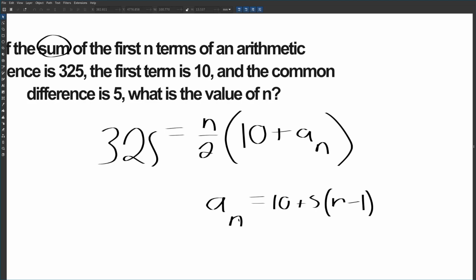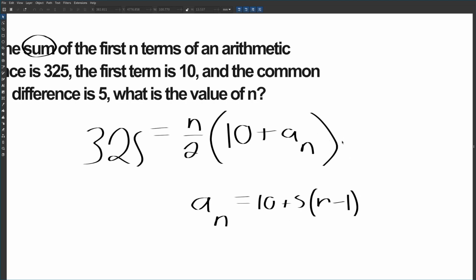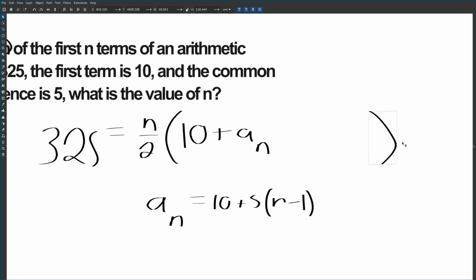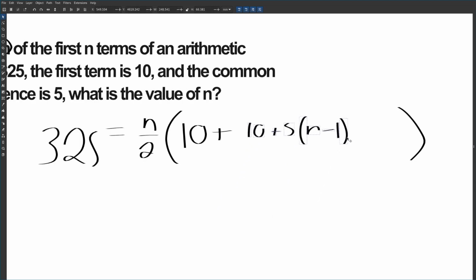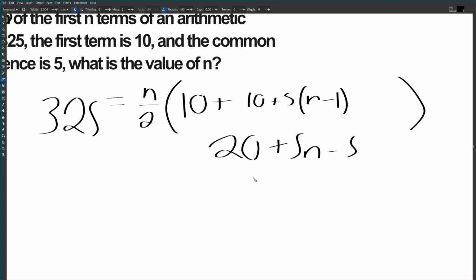Now we can erase this. Now we know what a of n is. We can put it back into here. We're going to need some more room. So this is going to be 10 plus 5n minus 5. So this is 5 plus 5n. That's what all of this simplifies to.